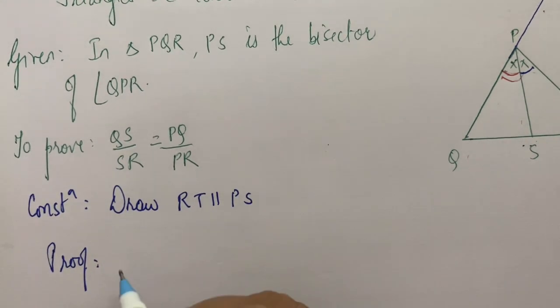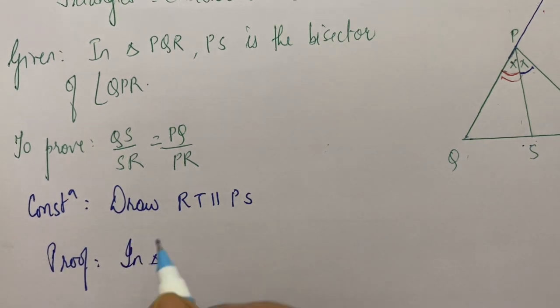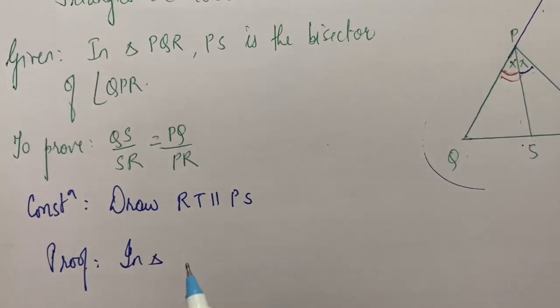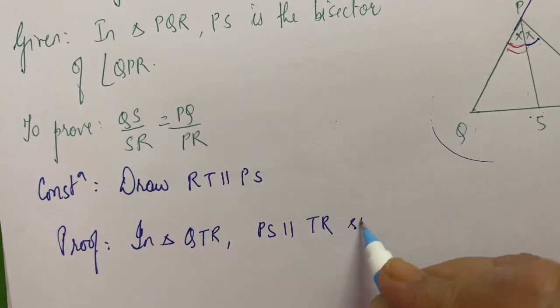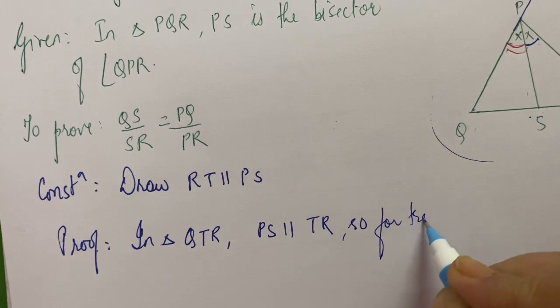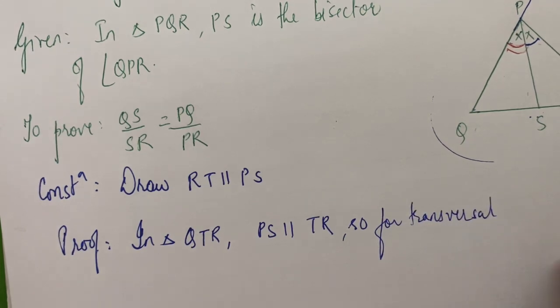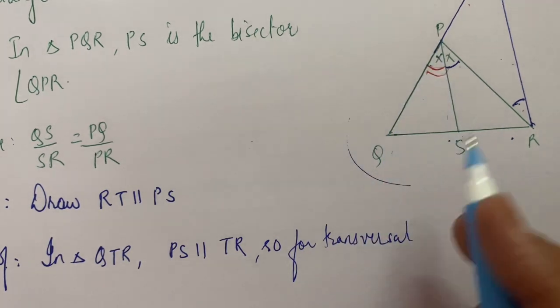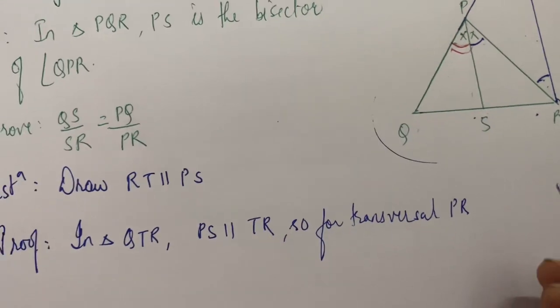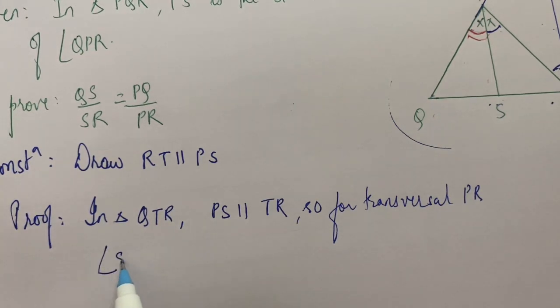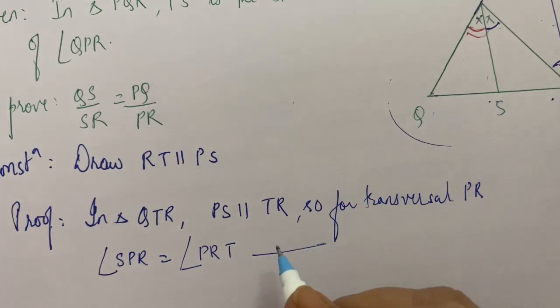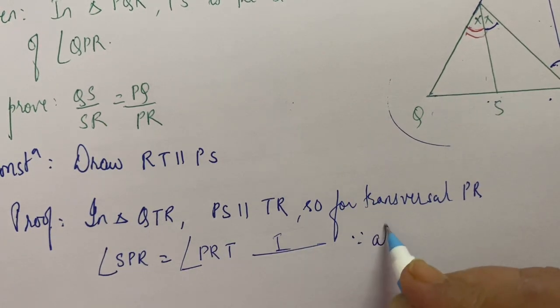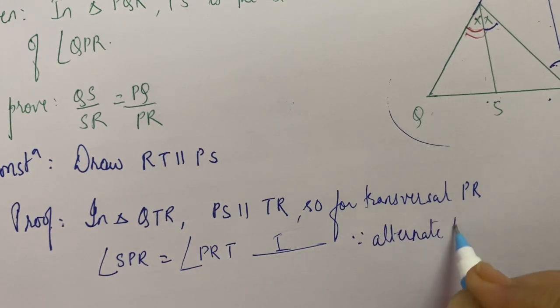We begin in triangle. Now I am taking the biggest triangle. In triangle QTR, PS is parallel to TR. Okay, so for transversal, first the transversal that I am taking, for transversal PR, you have a pair of alternate angles congruent. Angle SPR is equal to angle PRT. This is your one. You'll write since alternate angles.